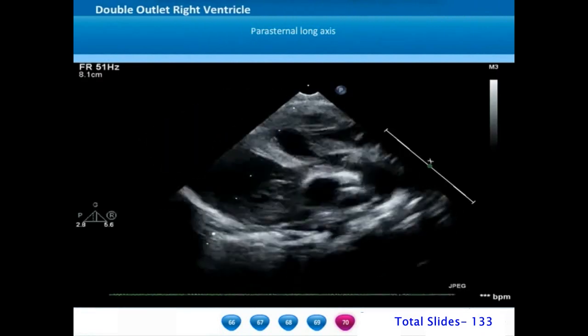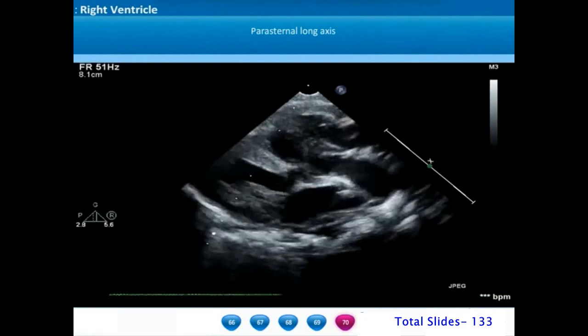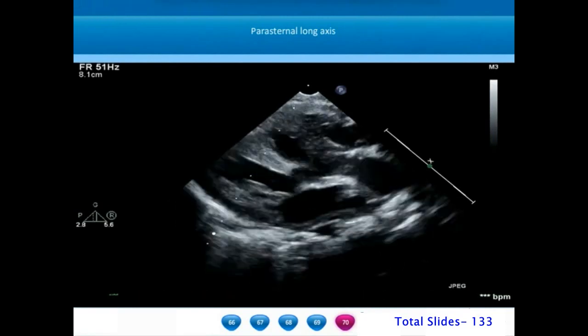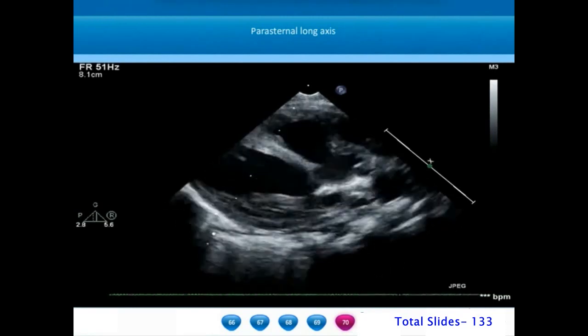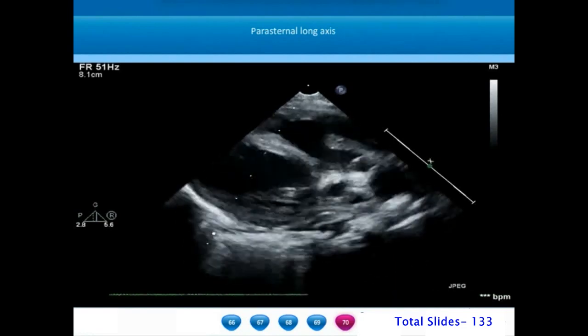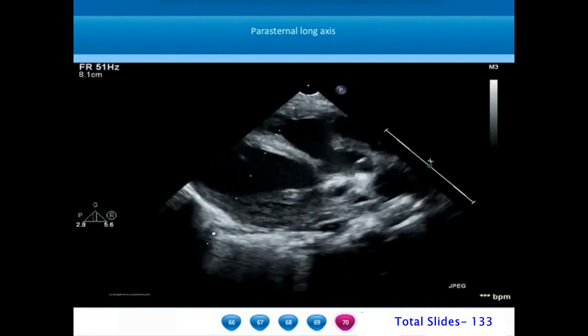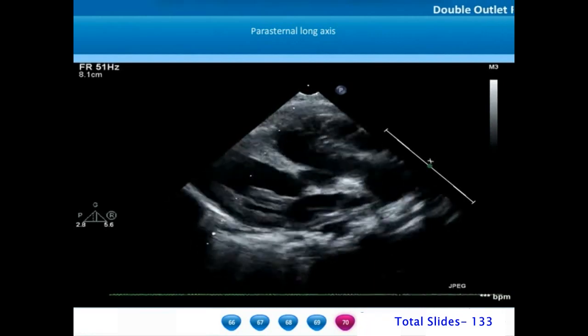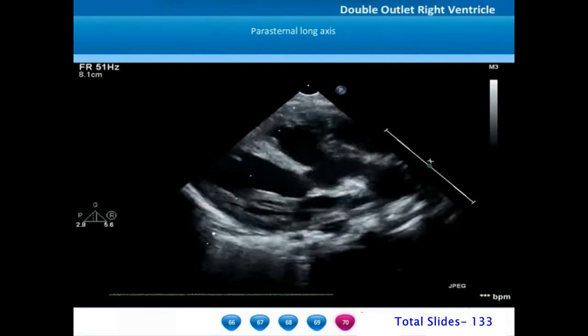On a parasternal long axis view, we can again notice the 100% commitment of both the aortic and pulmonary annulus towards the right ventricle, mild narrowing of the subvalvar pulmonary outflow tract, and mild doming of the pulmonary valve as well.